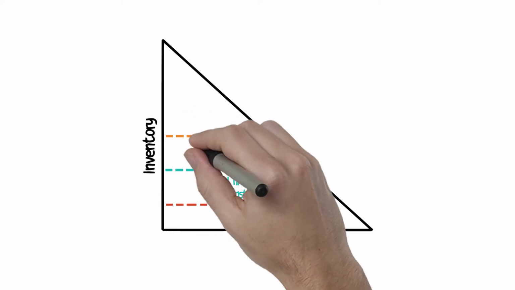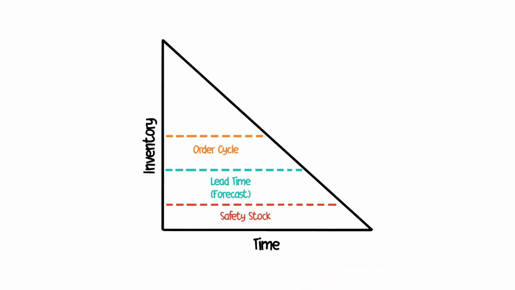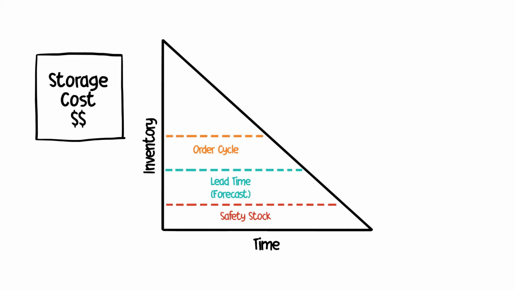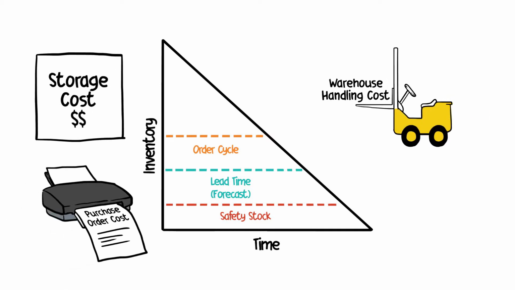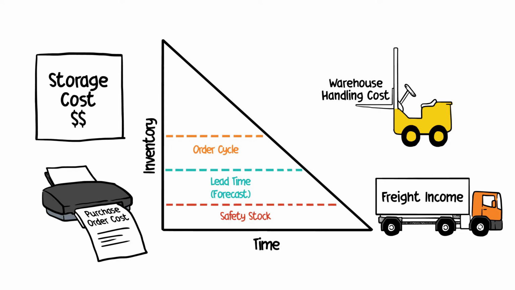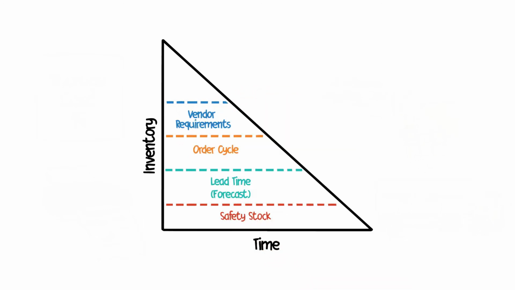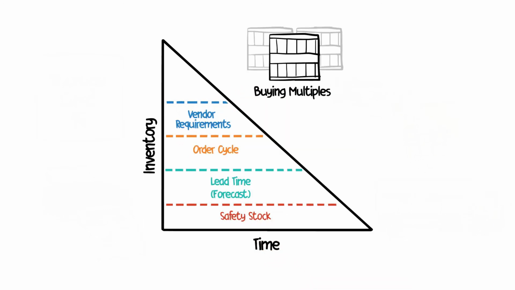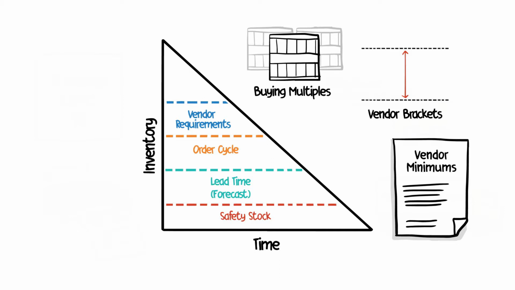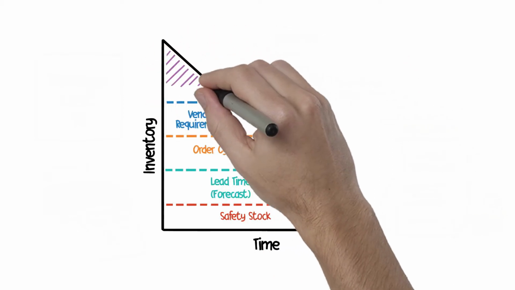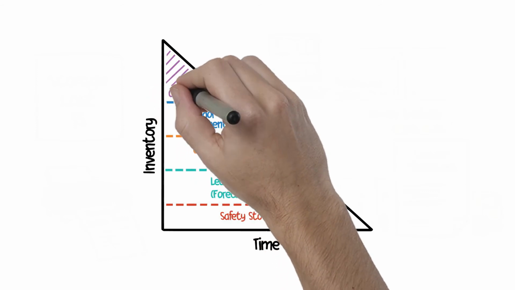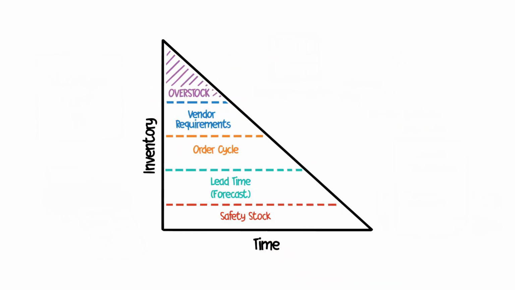Next is order cycle, which is how often we purchase based on the optimal combination of storage cost, PO creation cost, warehouse handling cost, and freight income, all while trying to minimize total cost. Vendor requirements is the last piece of our normal inventory position calculation. Buying multiples, brackets, vendor minimums, etc. all flow into vendor requirements. Any excess inventory brought in with manual SOQ changes or forced orders will be labeled as overstock and goes at the top of our inventory position view.